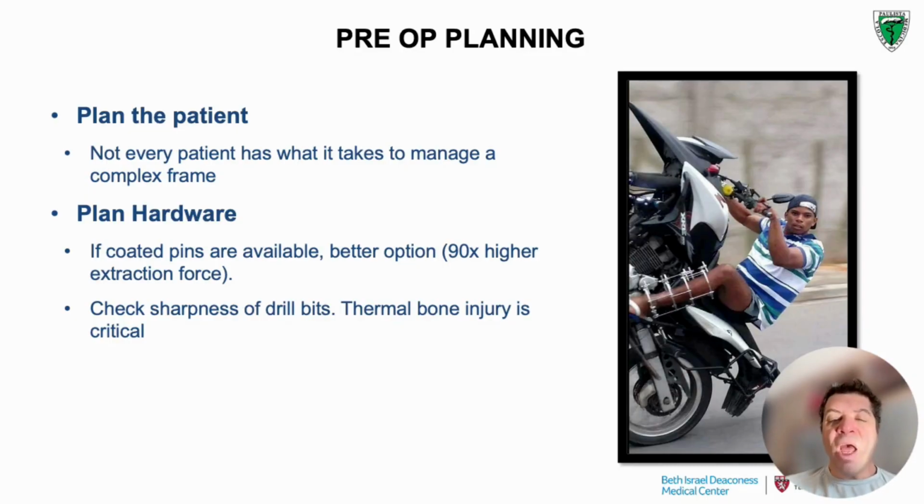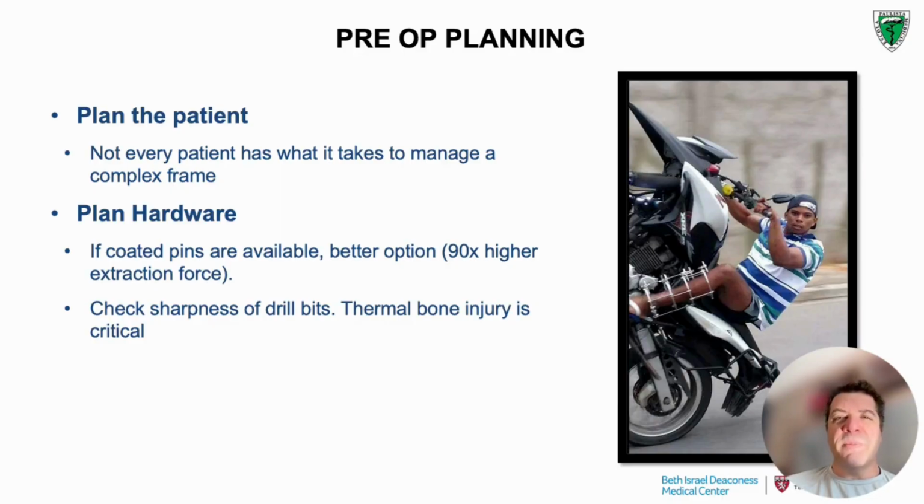If you can get the coated pins with cobalt, they are usually 90 times stronger in their connection to the bone. So you need 90 times higher extraction force to move those guys. If you have access to it, it's a great advantage. They're more expensive, but they're way better, and they're going to provide way more stability.